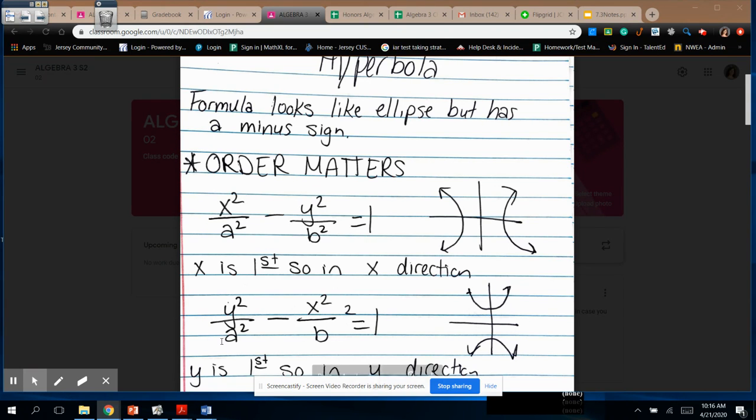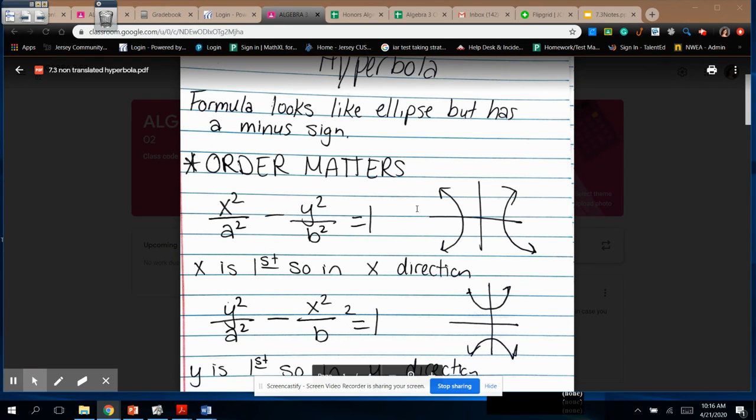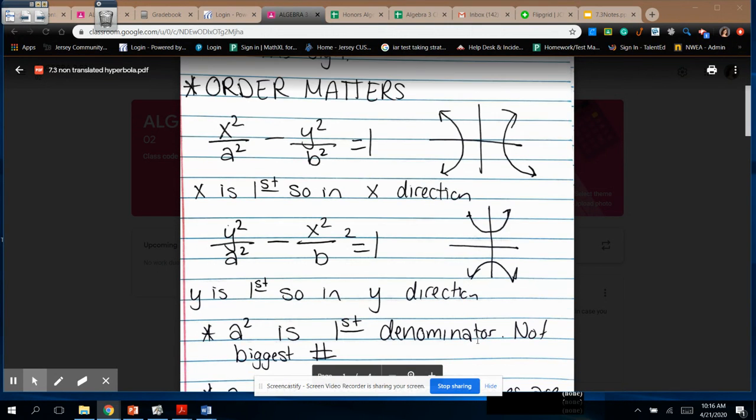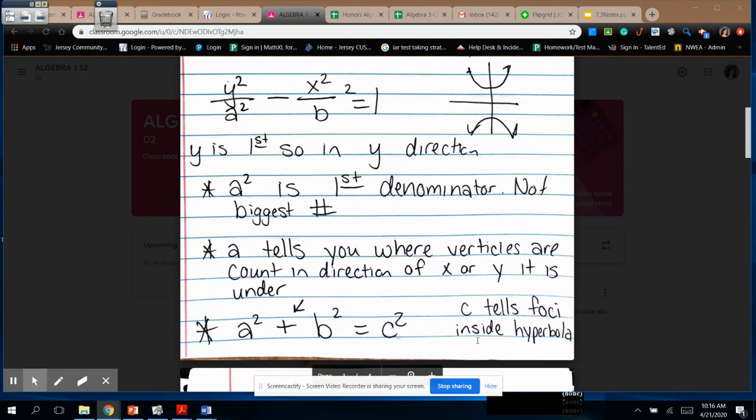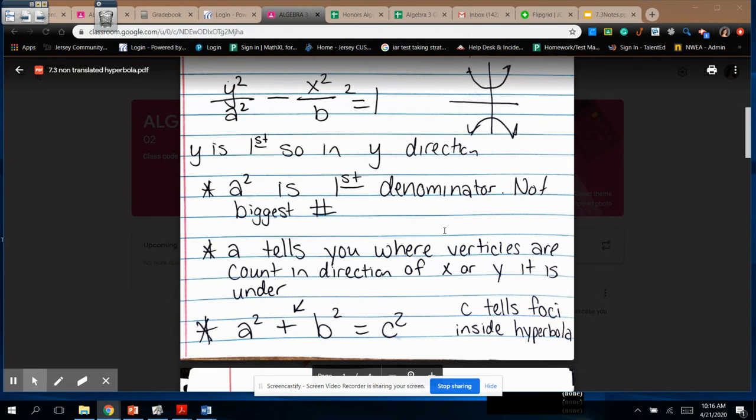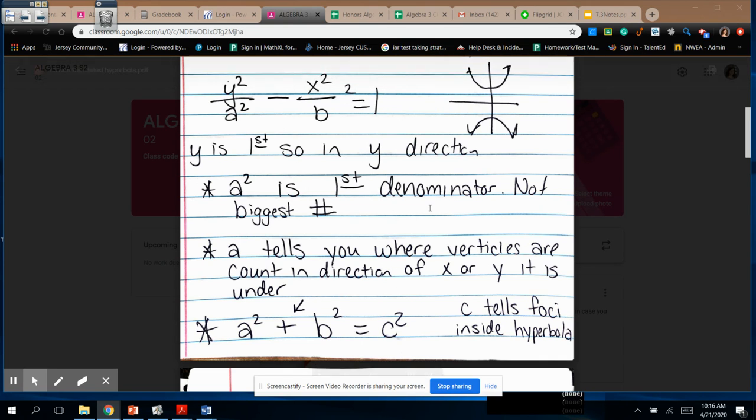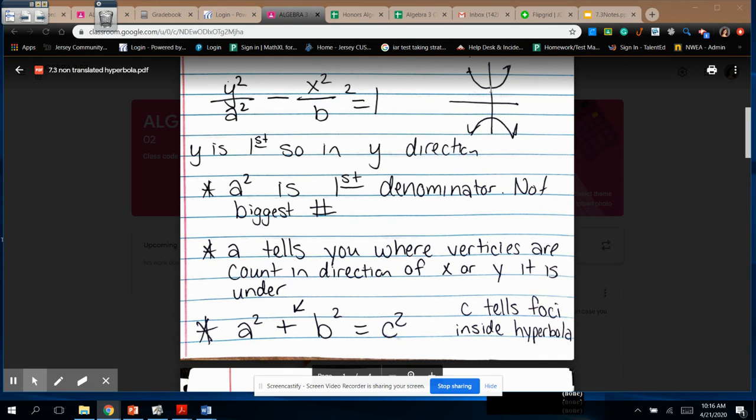And whatever is first tells you what direction it goes. So when I say it goes in the x direction, it's pointing towards the x-axis, and this one is pointing towards the y-axis. So a squared is not the biggest, it's the first denominator, and that tells you where the vertices are. The vertices are basically the vertex of both of your little parabola branches.